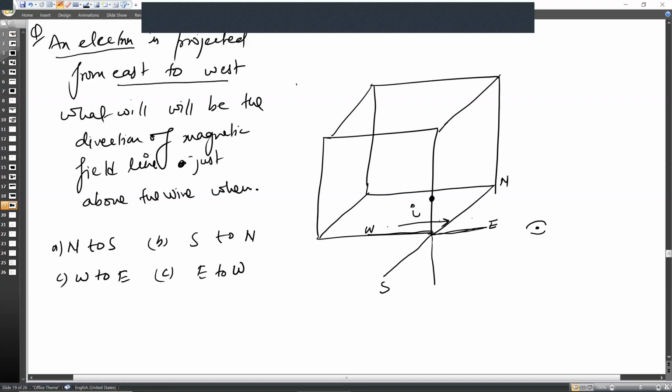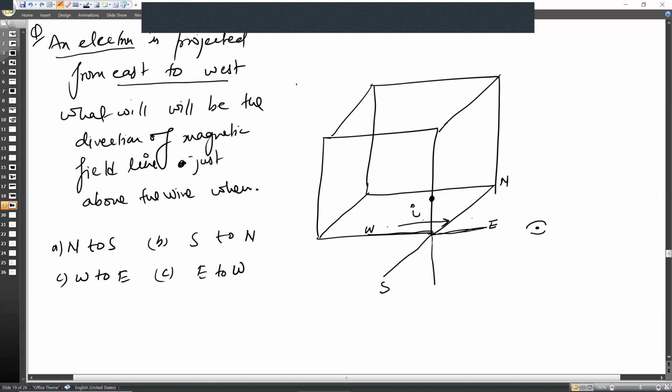properly. If the electron is moving from bottom to up, then the direction of the current will be opposite to this one. If the electron is moving in this direction, then the direction of current will be opposite to this one. This is arbitrarily chosen. The direction of current is always opposite to the direction of flow of electron. Got it? Yes, sir.